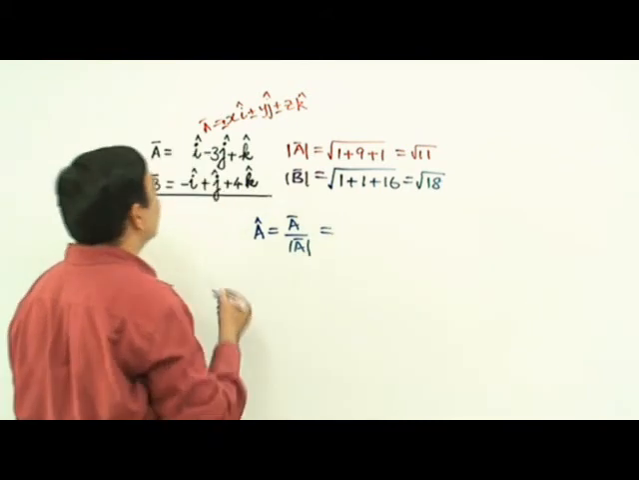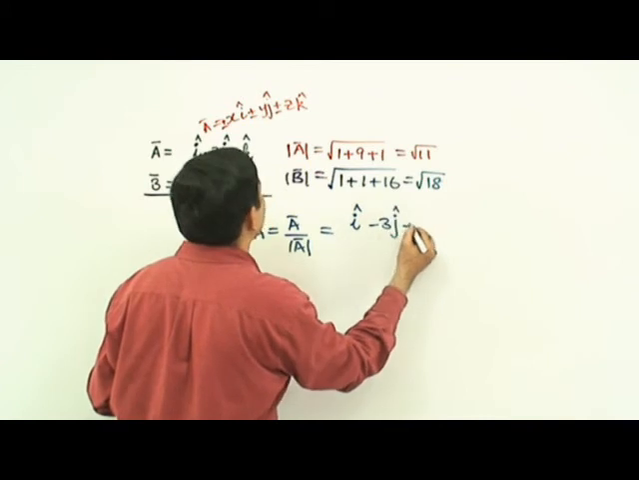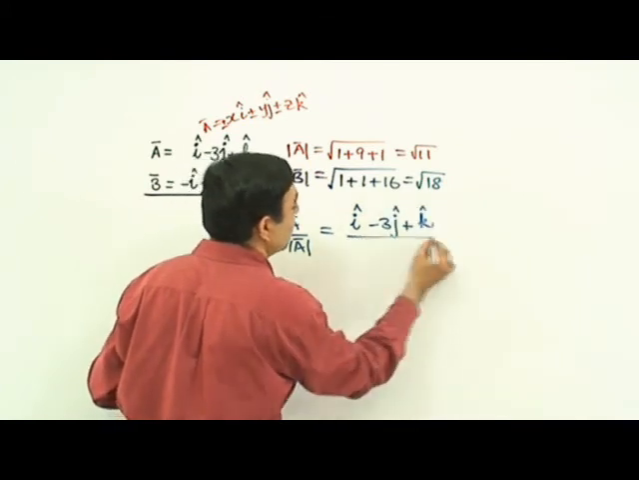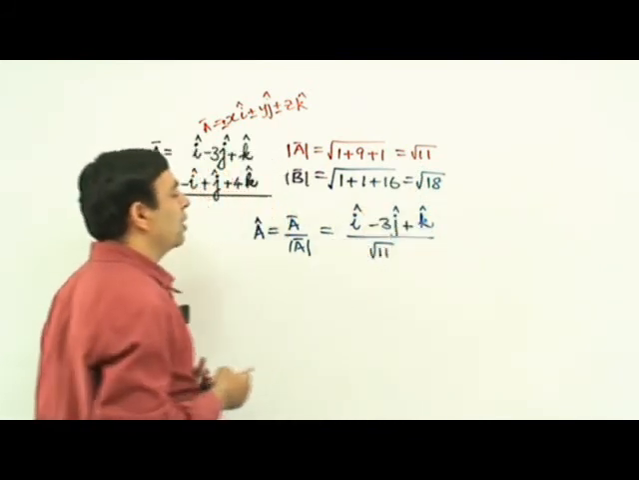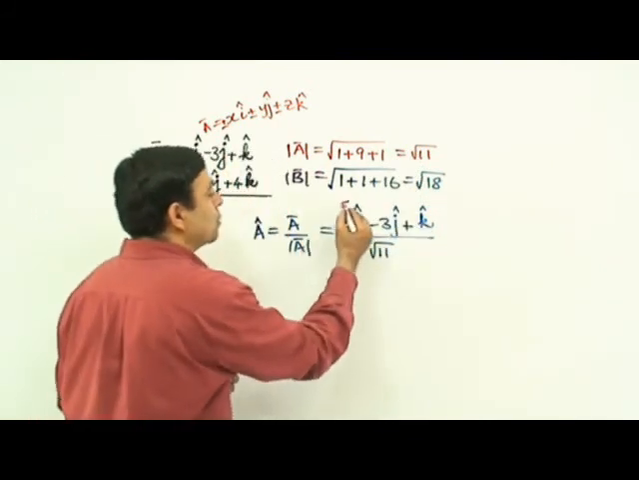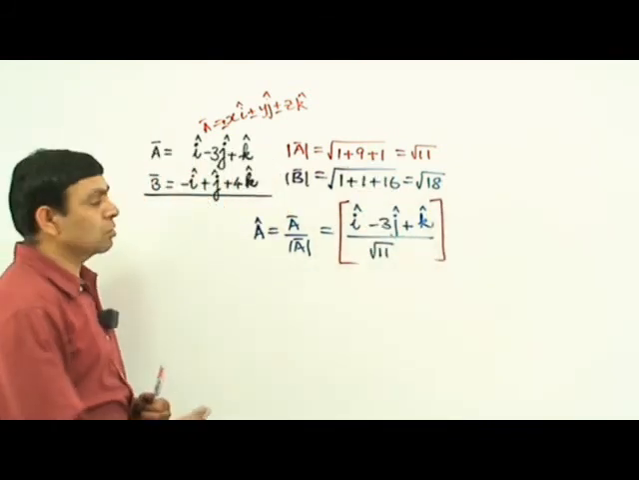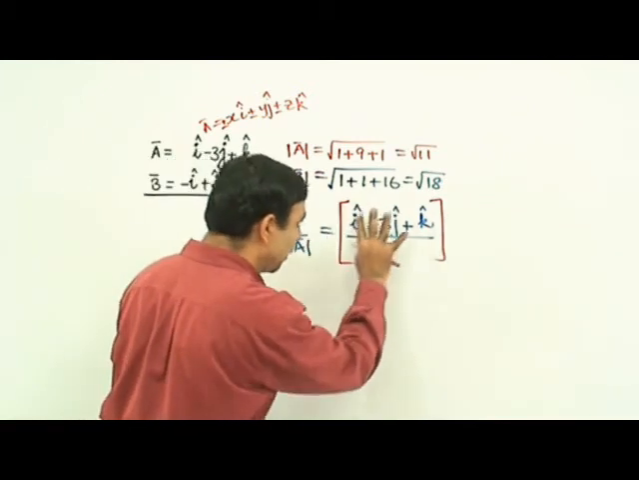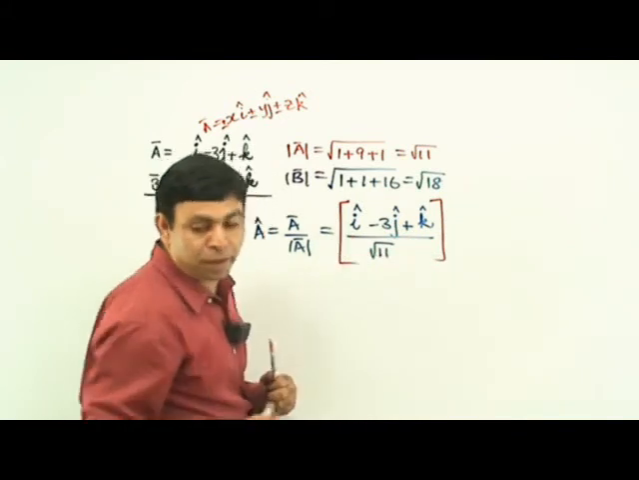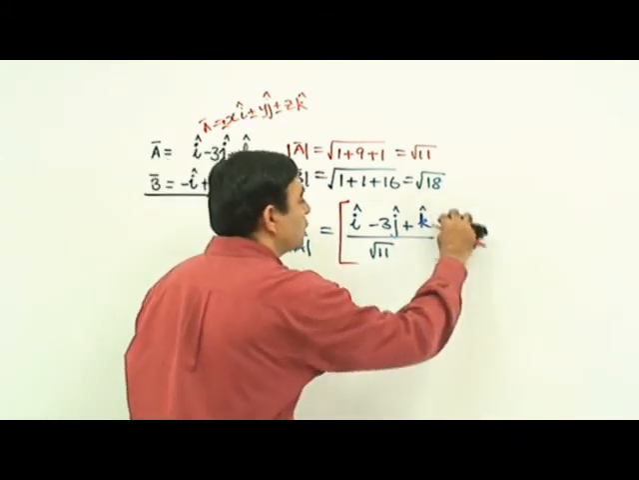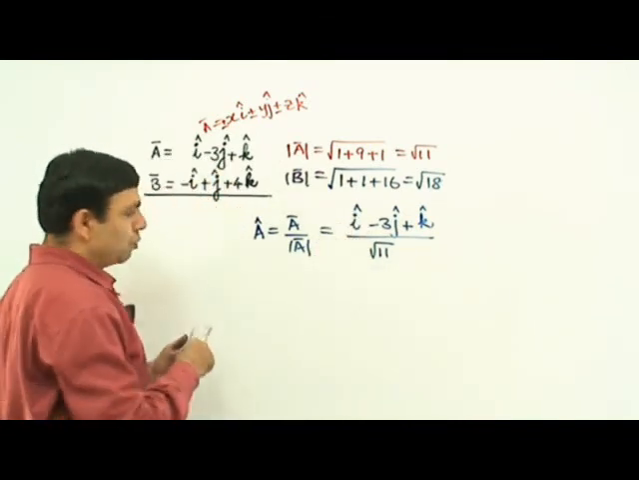So what about A here? That is i minus 3j plus k. This is the given vector A by mod A. Mod A we already computed as root 11, and therefore this is a vector which is the unit vector along A, or parallel to A. If you compute the magnitude of this vector, it is going to be definitely 1, and its direction will be the same as the direction of vector A. And what about the unit vector of vector B?